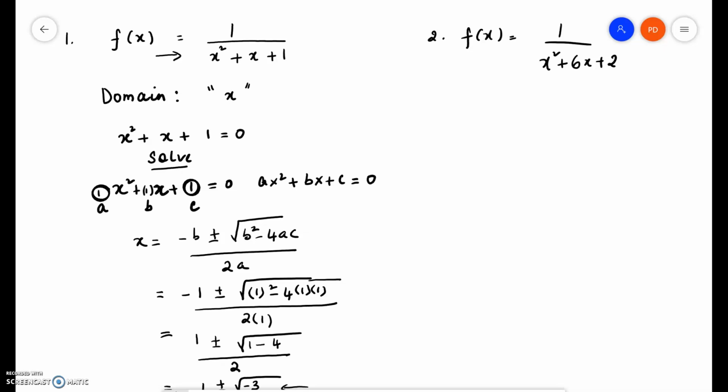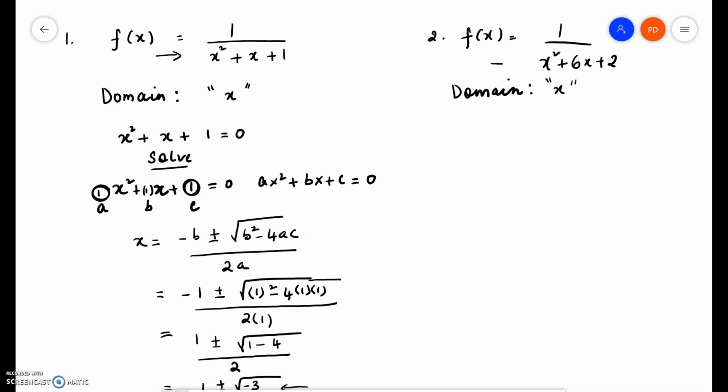So here is another example of a rational function, and we're going to find the domain of this function. So when I say domain, I'm looking for all the x values that I can plug into this function to get a valid answer. So what are all the x's that I'm allowed to plug into this function? And what do I mean by that?